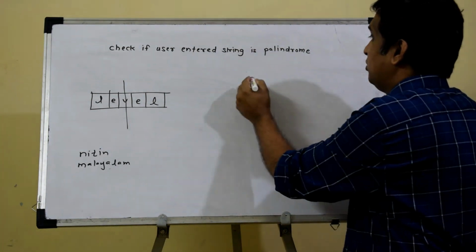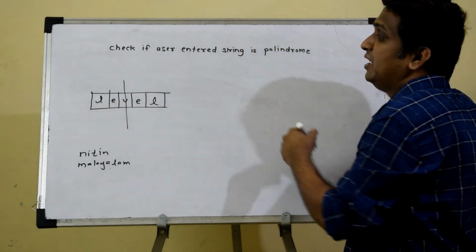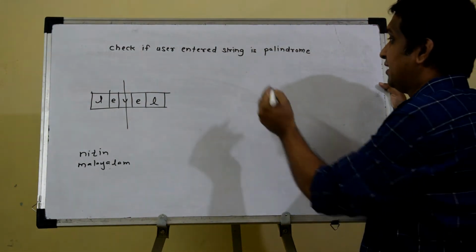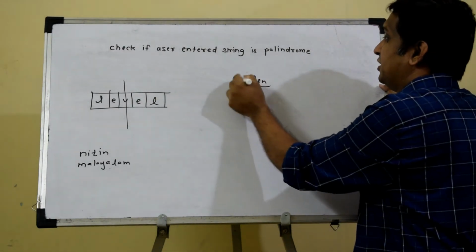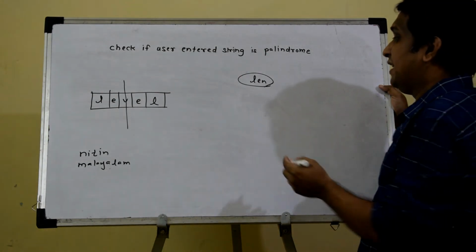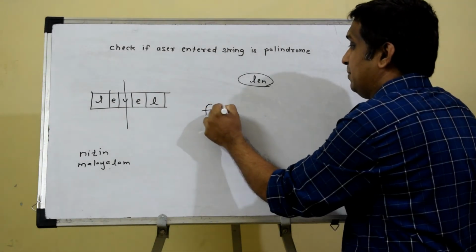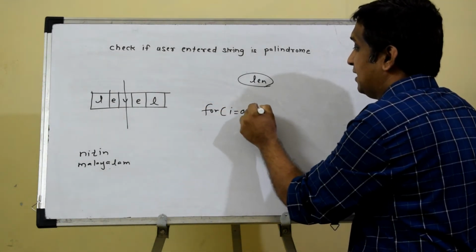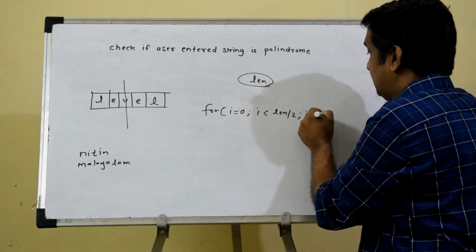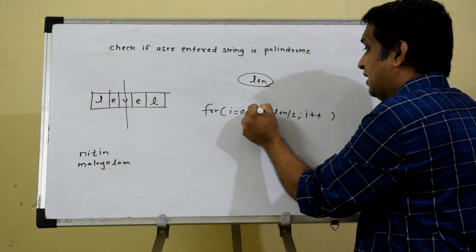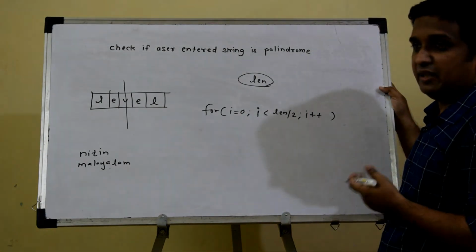Suppose first of all I calculate the length of the array and store that length into some len variable. So the len variable has the length of the array, and after that I will write one for loop. It will be for i equals 0, i less than len by 2, i plus plus. I will vary the i index from 0 to len by 2.